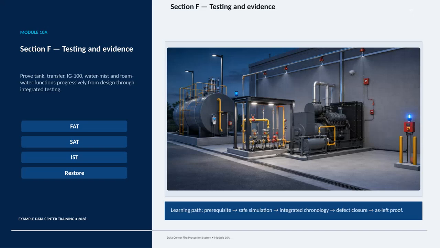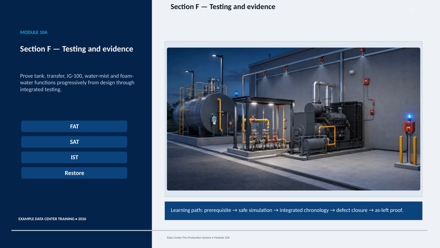This module focuses on Section F, testing and evidence, with the goal of proving fire protection functions progressively, from the original design through integrated testing. The systems in scope include the tank, transfer arrangements, IG-100, water mist, and foam water functions. The sequence shown here is important because each stage builds confidence for the next one.